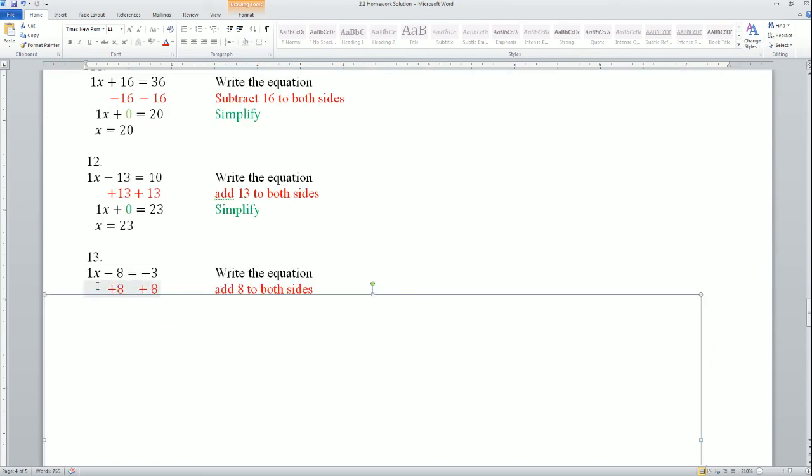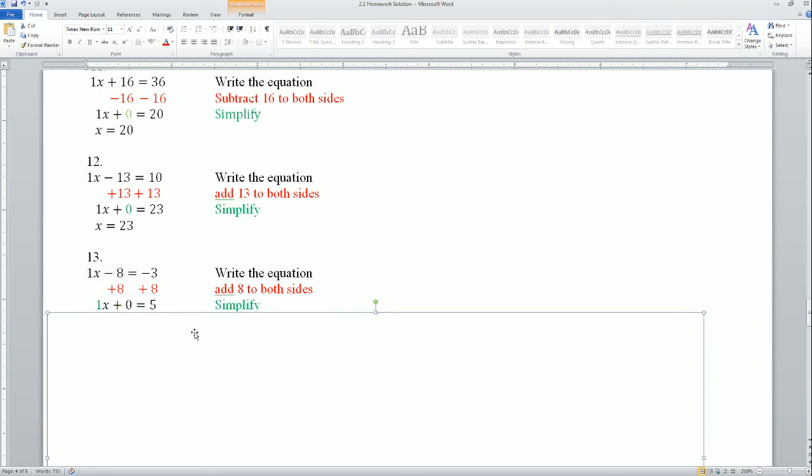Write your equation. 1x minus 8 equals negative 3. Add 8 to both sides. Once you simplify, the identity element here is 0. It's x equals 5. Negative 3 plus 8 is 5.